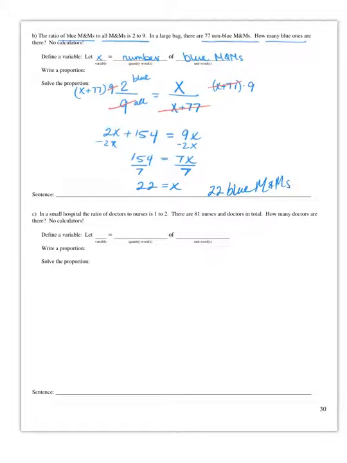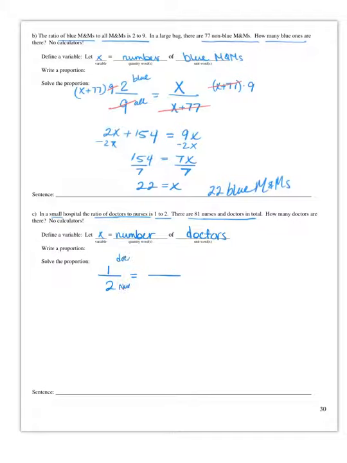In a small hospital, the ratio of doctors to nurses is 1 to 2. There are 81 nurses and doctors in total. How many doctors are there? Again, we're going to use the question to define the variable. Let x equal the number of doctors. Then we're going to set up our proportion, and the 1/2 of it is the 1 to 2. 1 is referring to the number of doctors, and 2 is to the number of nurses.